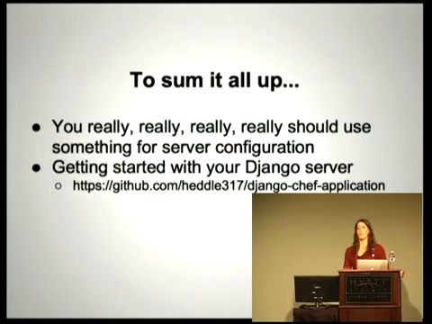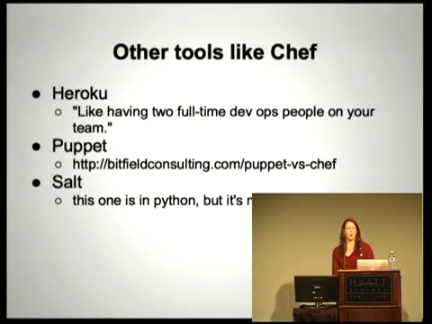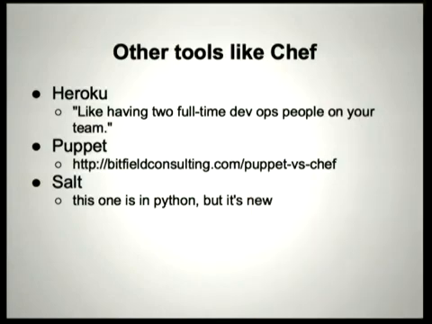So I've heard great things about other tools in the space. If you want to get started with Chef, setting up your Django Python server, once again, this repo is the exact repo that I just used to create that server. Other tools like Chef. So I use Heroku. Heroku is great. They manage everything for you. You just have a requirements file that lists the installations and the versions. You deploy to Heroku, and they do everything for you. And people that I know who love Heroku have said that it's like having 2 full-time DevOps people on your team, because they do so much work behind the scenes.